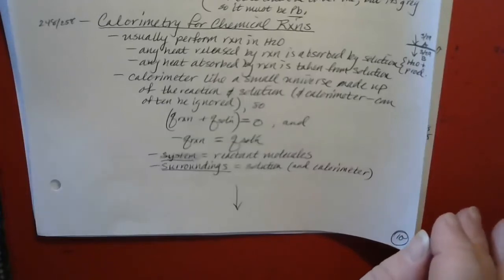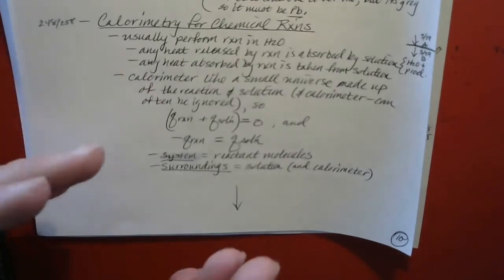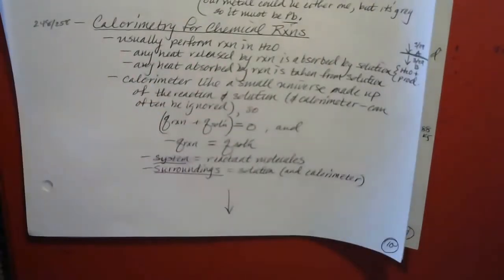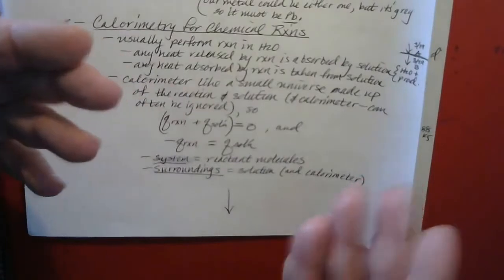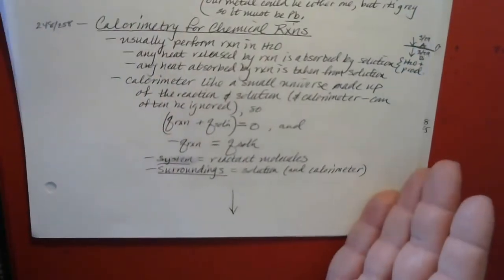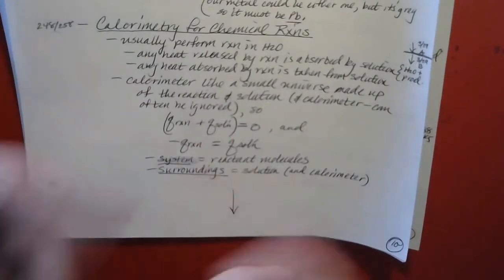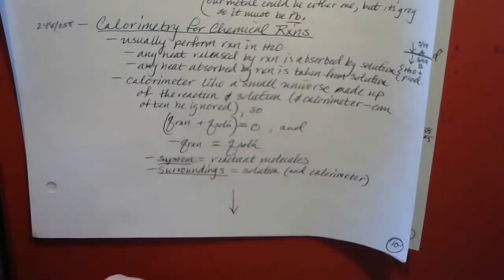Actually, calorimetry for chemical reactions is very similar to what we were just doing, because it's essentially a case where you're transferring energy from one place to another. It's just that with a chemical reaction, you're transferring energy from the system, which is now the reactant molecules, to the surrounding solution, which is made up mostly of water, or the other way around. You're transferring energy from the surrounding solution to the system, which is the reactant molecules. But the concepts are the same.